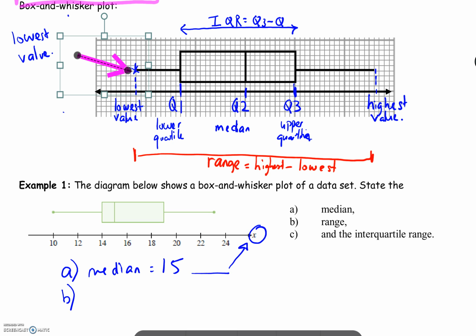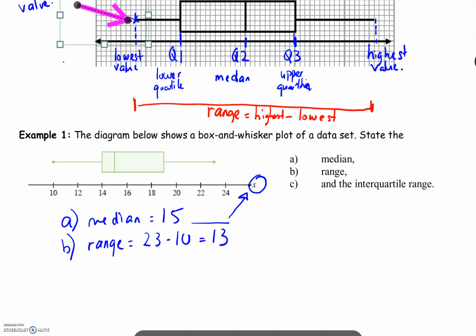You just see the unit. Usually X is marks, X is time, X is something. Now let's study the range. What is range? 23 minus 10. So this is 13. Last one. What is the interquartile range? This is 19. This one is 14. So 19 minus 14. This is 5.